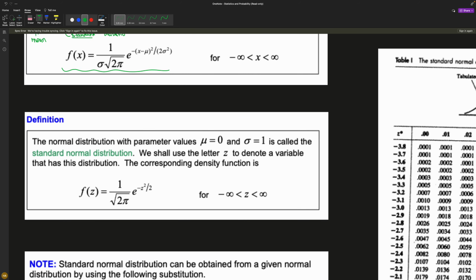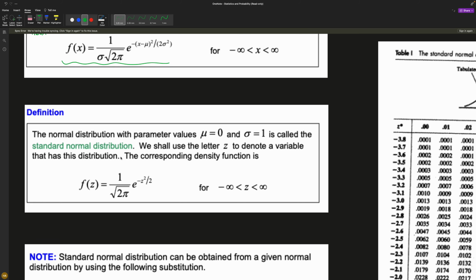Okay, so this is where we go into the standard normal distribution. The normal distribution with parameter values mu equals 0 and sigma equals 1 is called a standard normal distribution. I'm just reading off the screen. You could do the same thing, so I'm going to stop reading it. But what you need to know is that once it becomes a standard normal distribution, remember, not normal distribution, standard normal distribution, you use the value z instead of x.